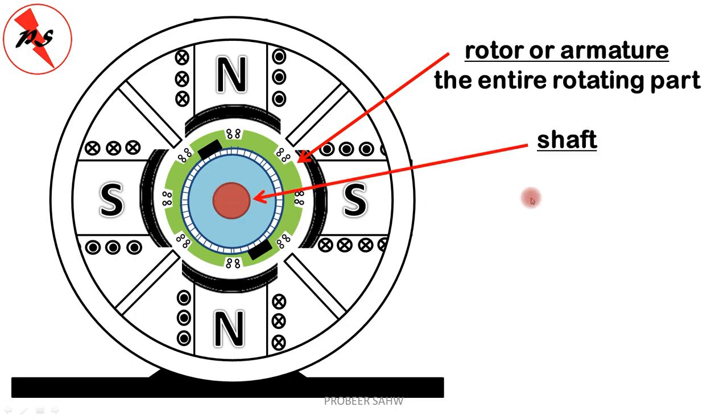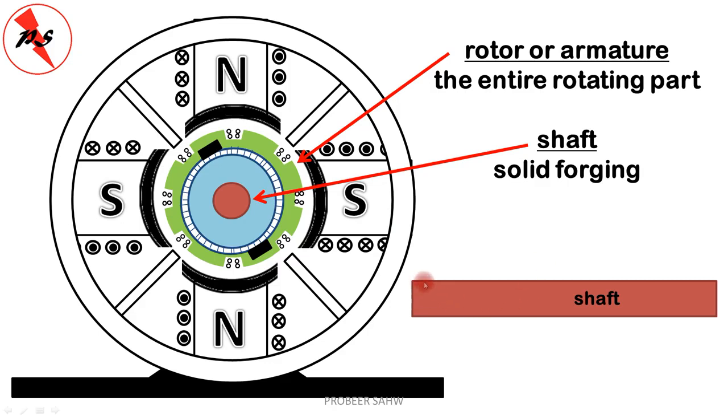This shaft is a solid forging. It is a long cylindrical shaped element which is a single piece. It is a solid forged piece. The shaft looks like this. It is very long in length and short in diameter.